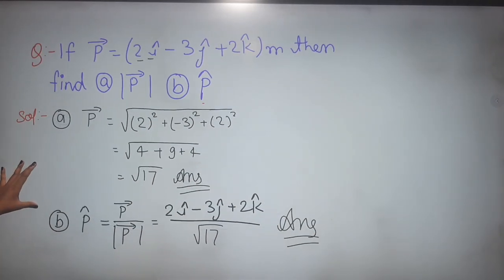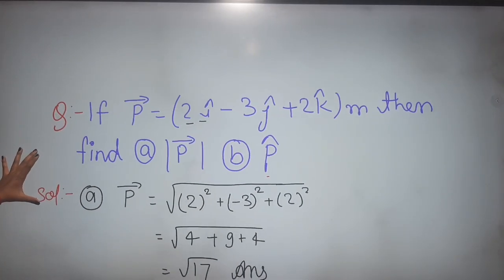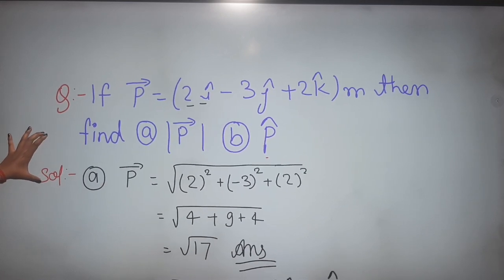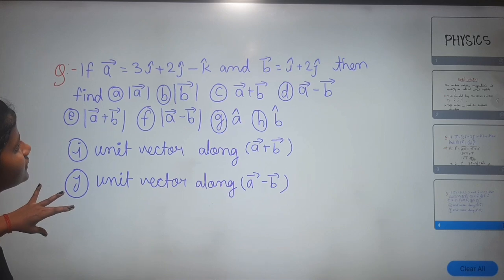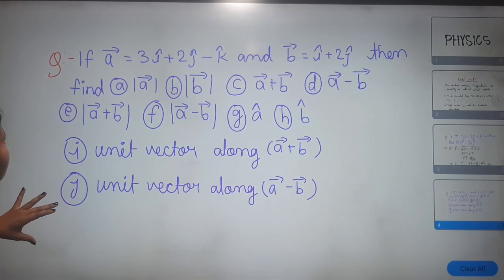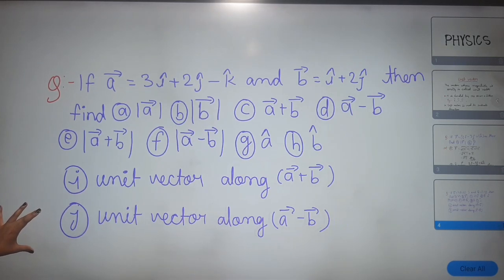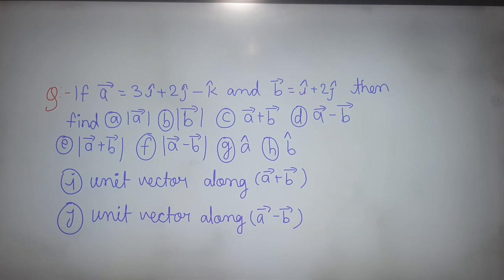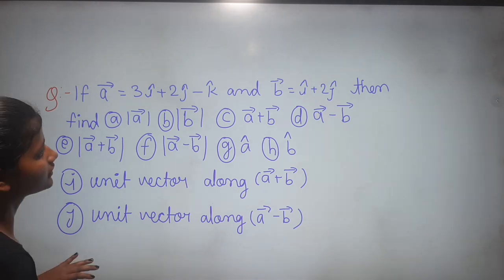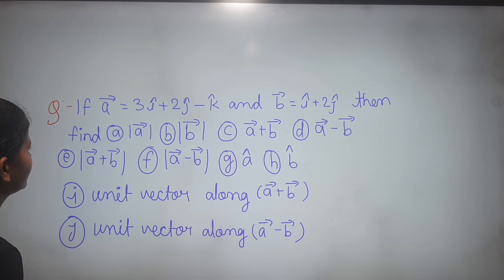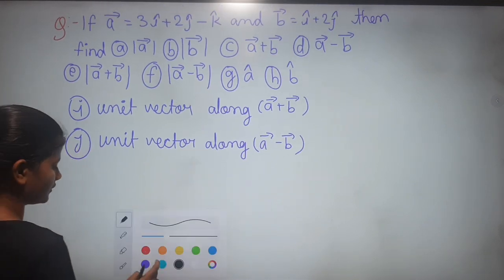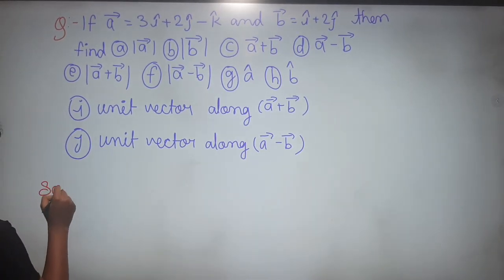I hope you understand this question very well. Now move to our next question. This one is our second question. If A vector is equal to 3 i cap plus 2 j cap minus k cap and B vector is equal to i cap plus 2 j cap, then find A. So let's solve this question.